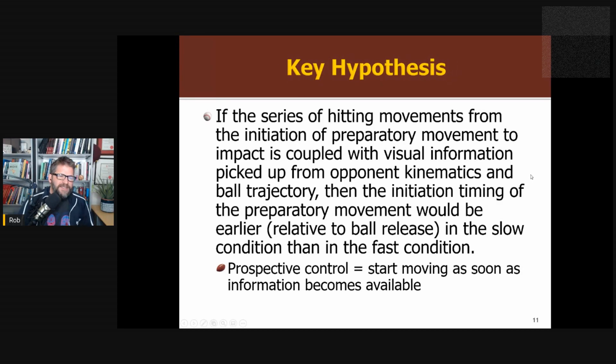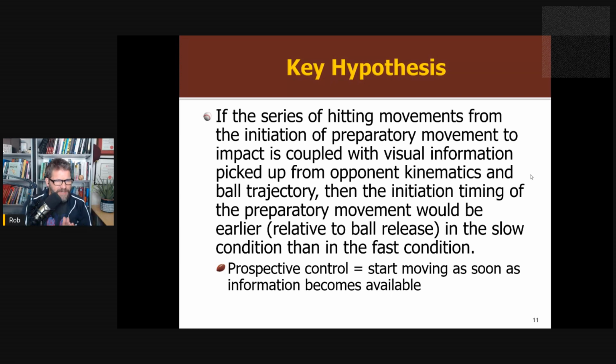So the key hypothesis, they had a few other ones, but the key one for me was this one, right? What they're arguing is they want to know how your initiation of the movement relates to the speed of the pitch, so the speed of the kinematic, what the kinematic information is telling you. What they actually do is change the playback speed of the video to simulate a slower pitch and a faster pitch, right? And think about this, right?